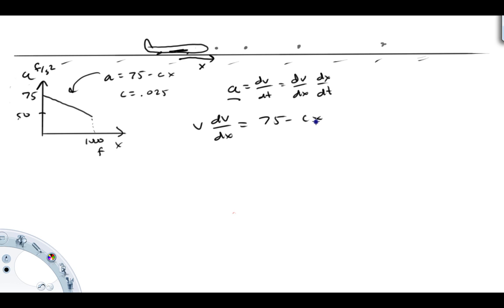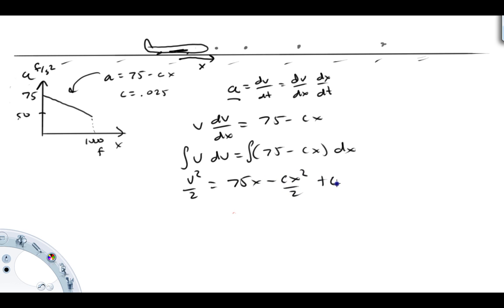And this is a really easy separable type of function here. So we're going to have v dv equals 75 minus cx dx. And then this is solved by integration. Now, you can either choose to put limits on it or use indefinite integrals. I'm just going to use indefinite integrals here. So the left-hand side is going to integrate to v squared over 2 equals. Right-hand side is going to integrate to 75x minus cx squared over 2 plus a constant.